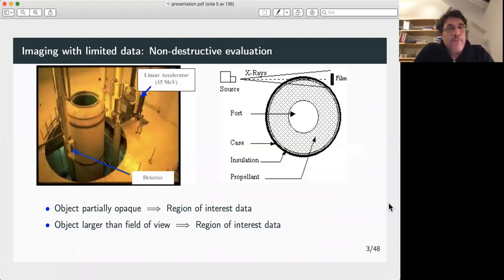And the same also applies to, for example, non-destructive testing. In this case, they are scanning rockets, actually nuclear missiles that are supposed to be ready to be sent away. And from time to time, you want to make sure that they don't deteriorate when they are kept in storage. So you do this type of tomographic scanning. This is typically where the object is far larger than the field of view, and then you get what is called region of interest data.